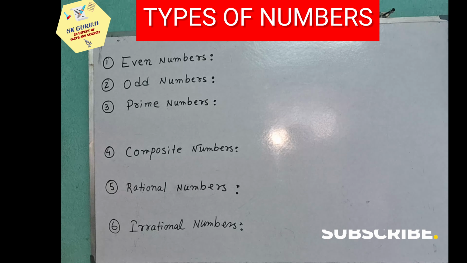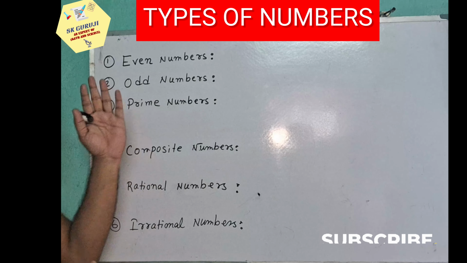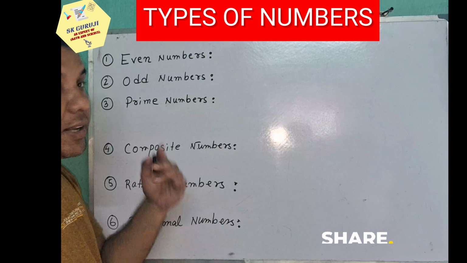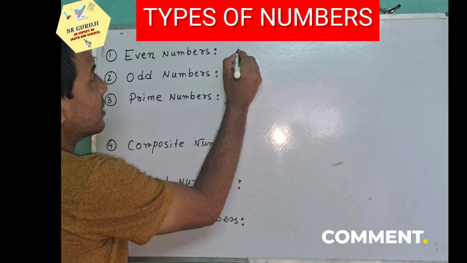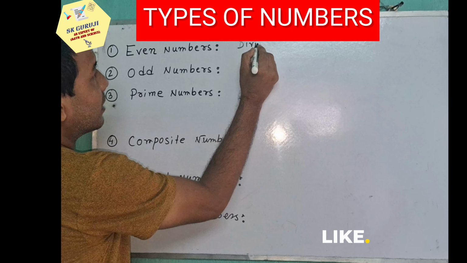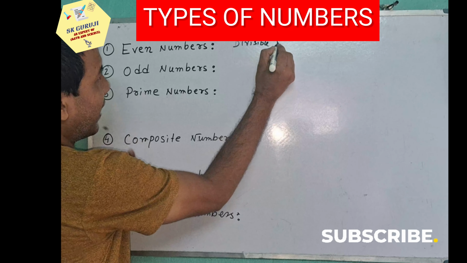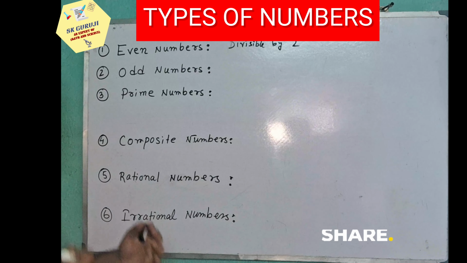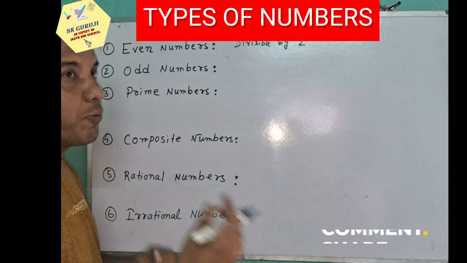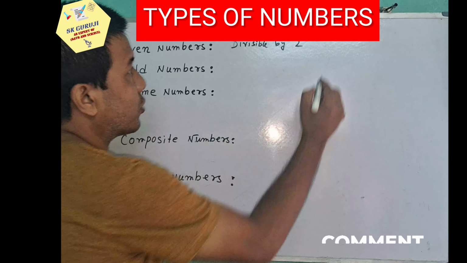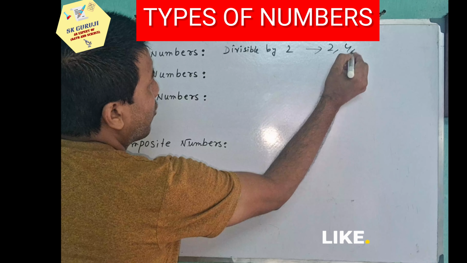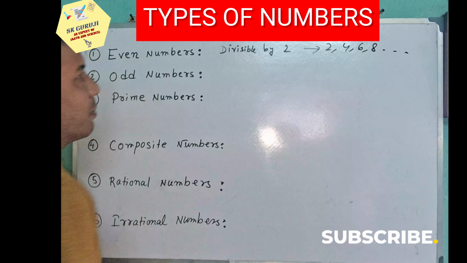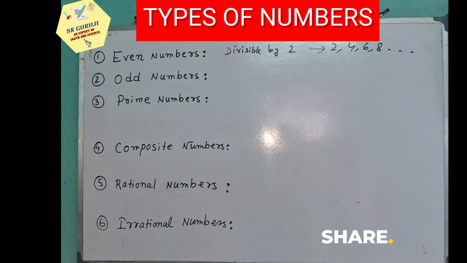First one, even numbers. What do we mean by even numbers? The numbers that are divisible by 2. That means divisible by 2, such as 0, 2, 4, 6, 8, and so on. There are many more numbers here. 2, 4, 6, 8. Such numbers are called even numbers.